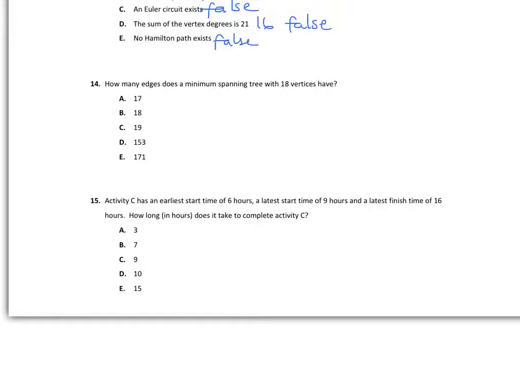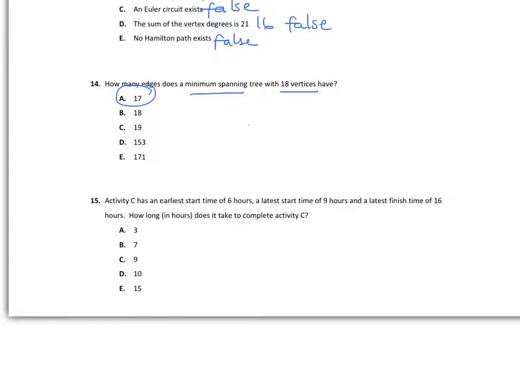Okay, question 14, how many edges does a minimum spanning tree with 18 vertices have? So just like before, if we have 18 vertices, to make it a spanning tree, we need 1 less edge, so we just need 17. So our answer is A.